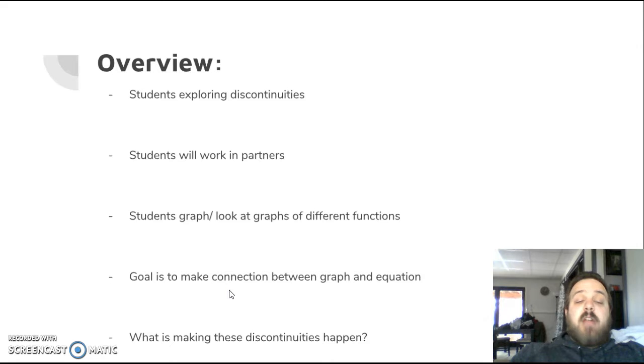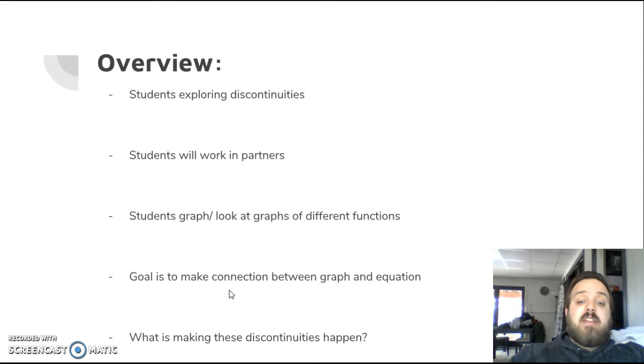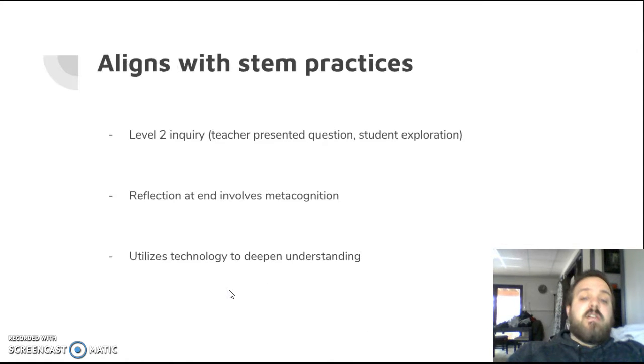Then I'm going to ask them, after they notice all these different things, to try to make a connection between the graph and the equation. Why are these things happening in their graph? What are the equations showing that these things are happening? They're going to talk to their partners about it, bring up some evidence, and figure out what's going on. After they're done, I'm going to have them reflect on their process and see if there's anything they could have seen or done differently to figure out why those discontinuities are happening.